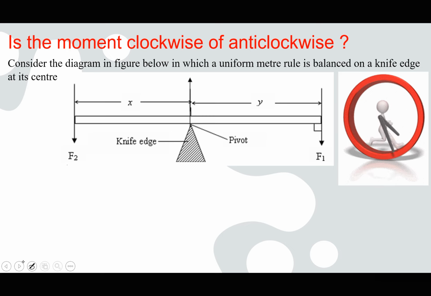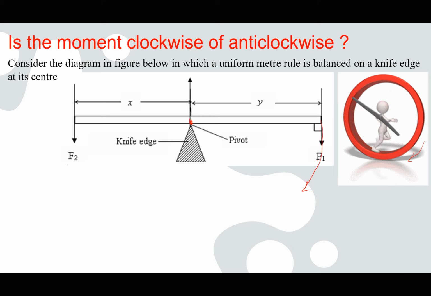There are three forces acting here. There is the force F1, the force F2, and there is the force at the pivot, which acts vertically upwards. The perpendicular distance of F1 is y and of F2 is x, on a knife edge, which is going to act as the pivot. So if I have only F1 acting on the beam, F1 is going to pull the beam downwards, and if this point is fixed, then the beam is going to rotate in this direction, which is going to be clockwise. If F1 is the only force acting on the beam, it is going to force the beam to rotate clockwise, just like the clock, which I have shown here. Therefore, the moment caused by F1 is going to be clockwise.